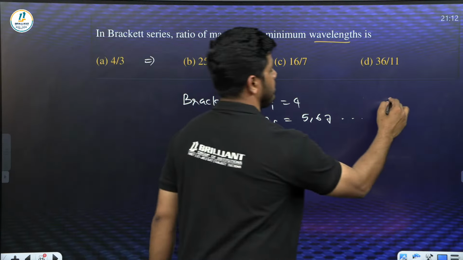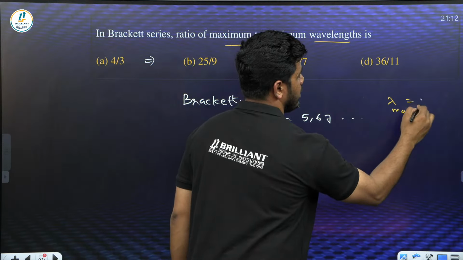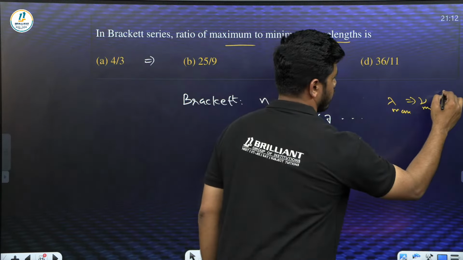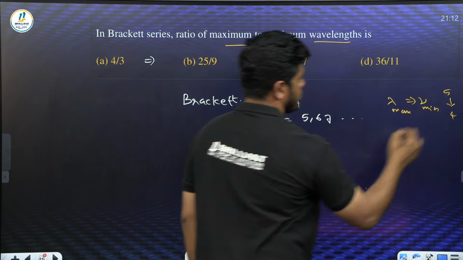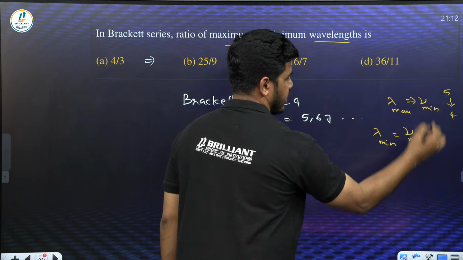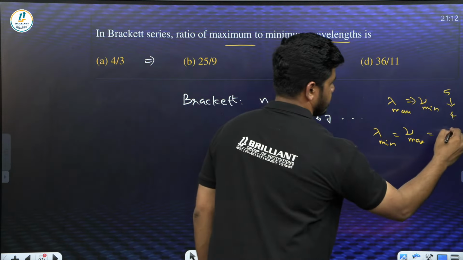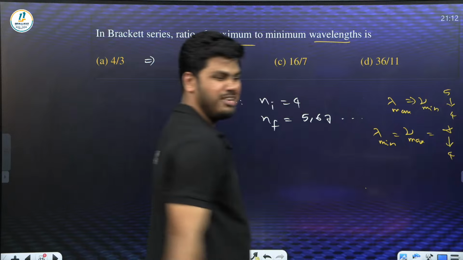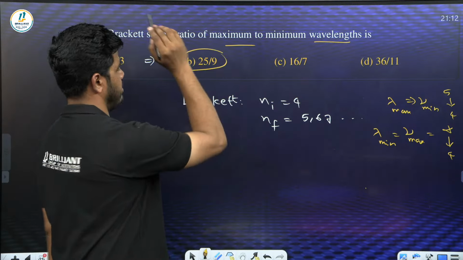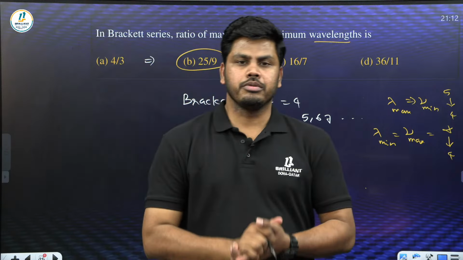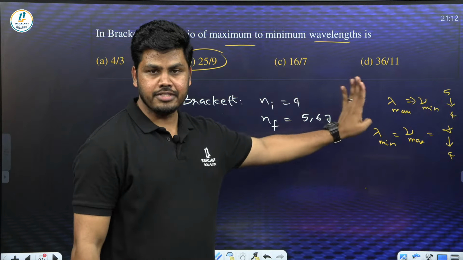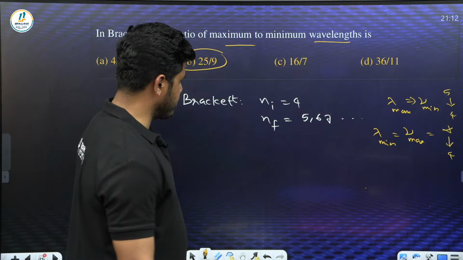So maximum wavelength, lambda max, is for minimum frequency. Minimum frequency is now 5 to 4, right? The transition from 5 to 4. So what is lambda minimum? Lambda minimum is for maximum frequency. Correct? At that time it is from infinity to 4. You can do the same thing which we have done in the previous question. On simplifying, you get 25 by 9. I hope you try. Okay, so this is how we solve the questions from different spectral lines.